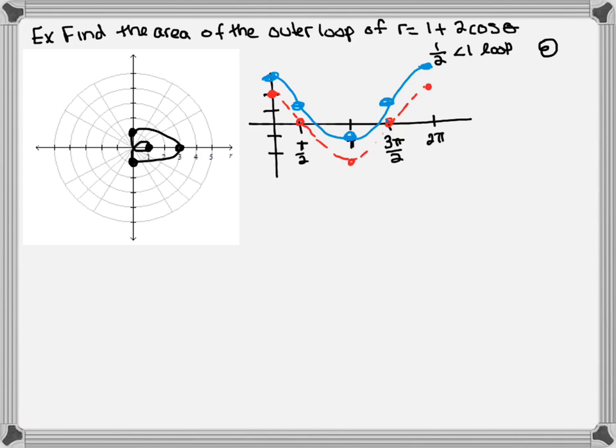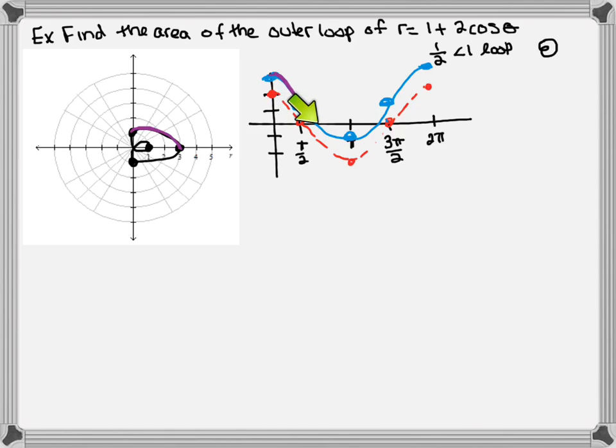Okay. So I want to know the outer loop. So basically I'm looking at this whole area, the outer, not the inner. So I'm going to use this to help me find it. If we look at my graph from 0 to pi over 2, as we look at the graph here, it's going to go from here to here. That's what that represents. Okay, that's the purple section.